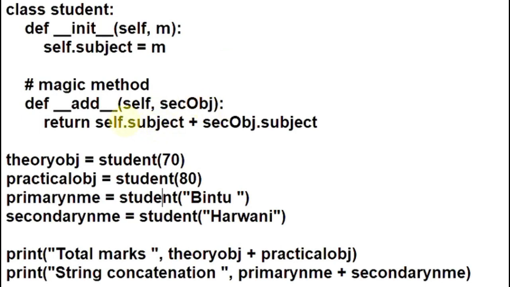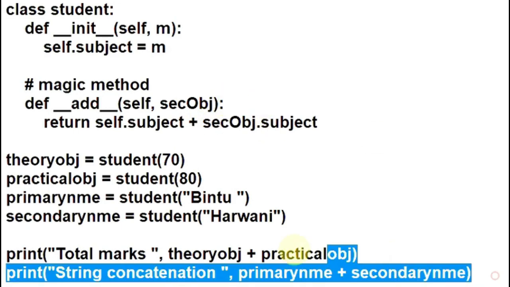You are adding the subject of the object which has invoked this plus operator, that is the subject of the primary enemy object, bin2. It is added with the subject of the sec obj, that is the subject of the secondary enemy object, and it is Harwani. So Bintu and Harwani will be added and will be written and displayed. Let us run this program.